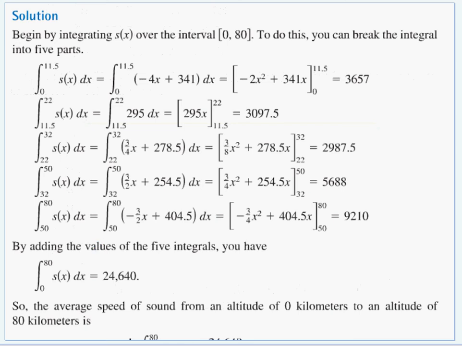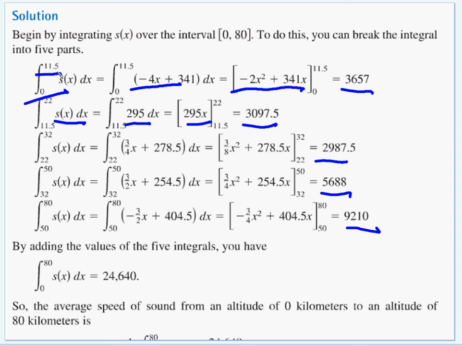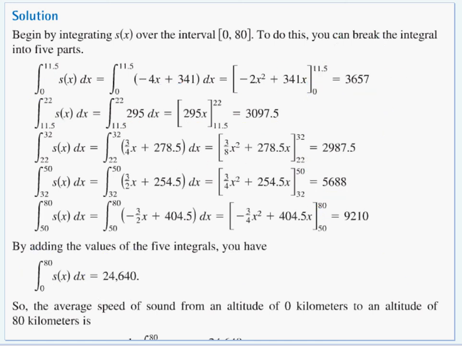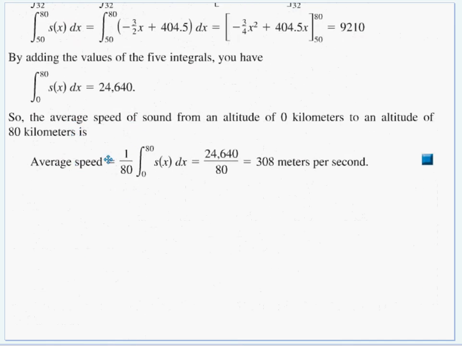Well, you'd set up a bunch of different integrals, one for each piece of the piecewise function. So here's one from 0 to 11.5 clicks of the linear function. Anti-derive and evaluate, you get this value. The next interval was 11.5 to 22, different function, anti-derive and evaluate. You do that for each of those different layers in the atmosphere, so to speak. If we add up all of those numbers, we get our integral all the way from 0, Earth's surface, up to 80 kilometers up. We get 24,640. And then if we take the average value, 1/80th of that integral, we get about 308 meters per second.